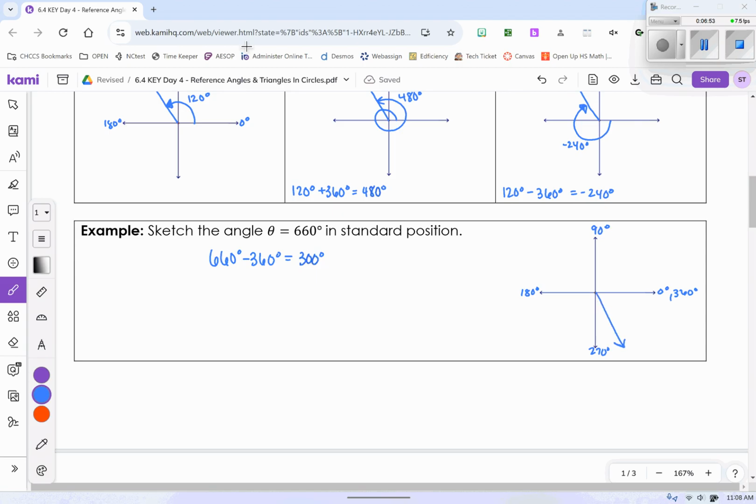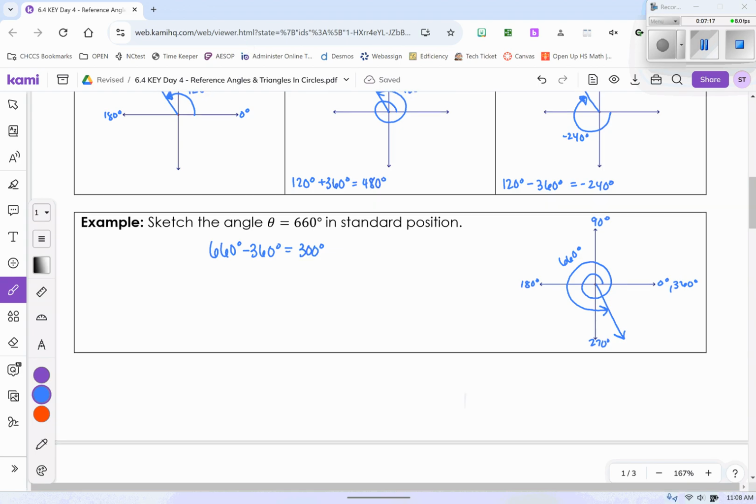And so around my circle, this means that I've gone in the counterclockwise direction. So we went all the way around 360 plus another 300 gives me 660 degrees. So again, you need to draw that terminal side. And again, the arrow starting from the positive x-axis in the positive direction, so counterclockwise, to denote the angle that is drawn.